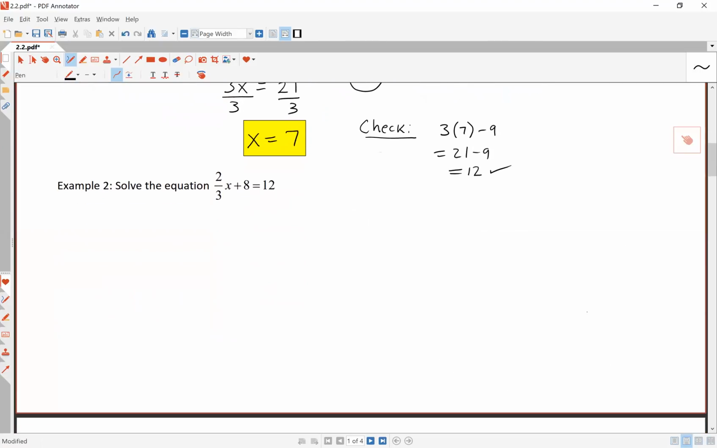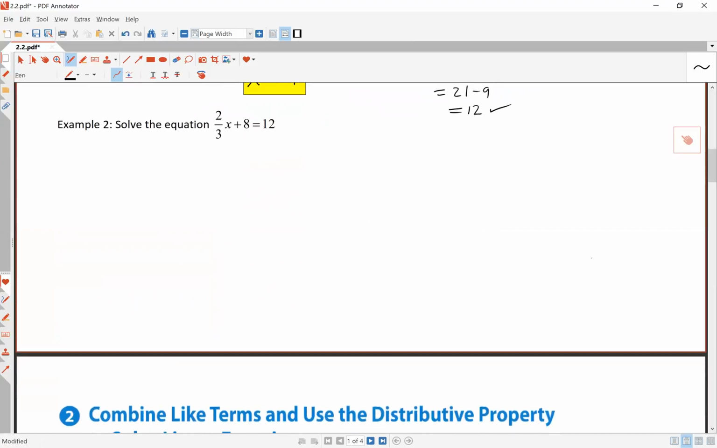We apply that same procedure with this problem, and since we're adding 8 to 2/3 x, we would want to subtract 8 from both sides. 8 minus 8 is 0, leaves me with 2/3 x, and 12 minus 8 is 4. Now to undo what's happening to x, we have 2/3 in front of x, so we multiply it by its reciprocal, 3/2.